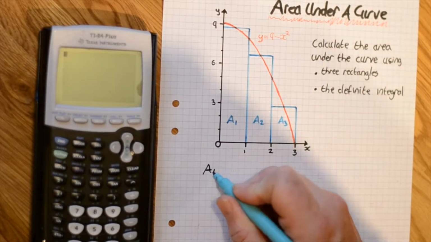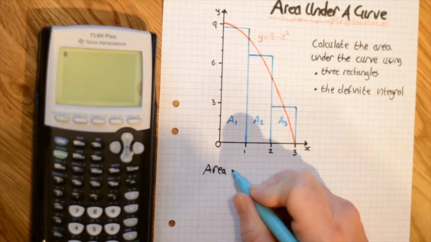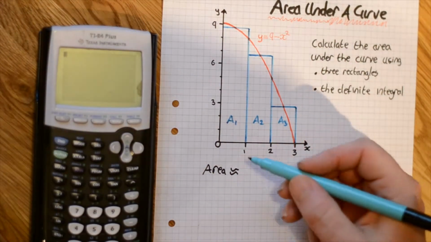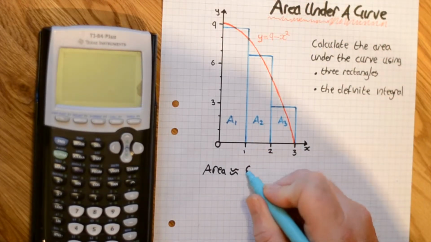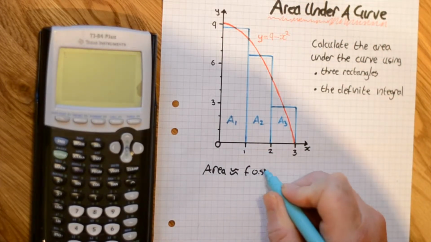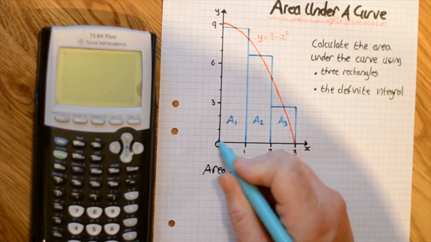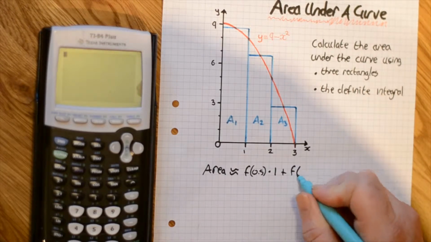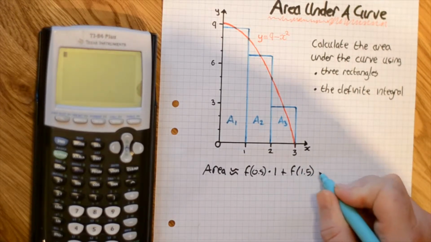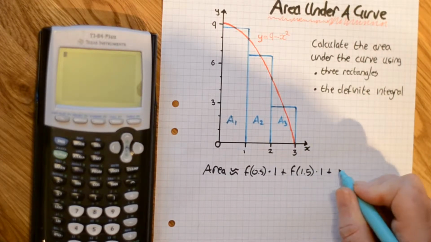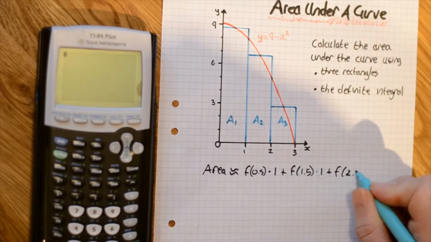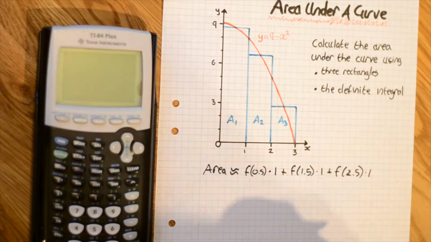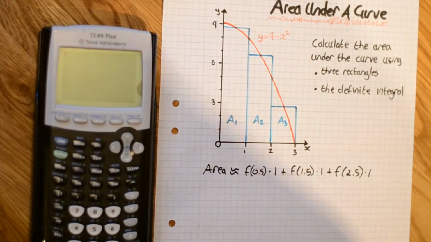The area is going to be approximately equal to, we need the height of this rectangle. This is f of 0.5 multiplied by the change in x, which is 1. We're going to sum each of the three areas. The next one's at 1.5 multiplied by 1, plus this final one at 2.5 multiplied by the change in x, which equals 1.